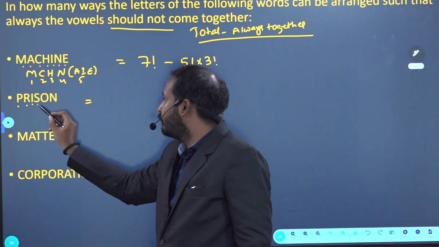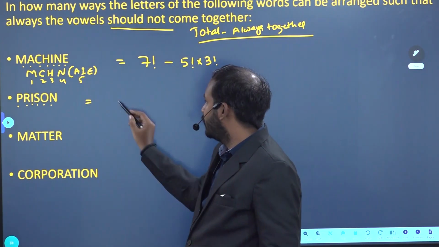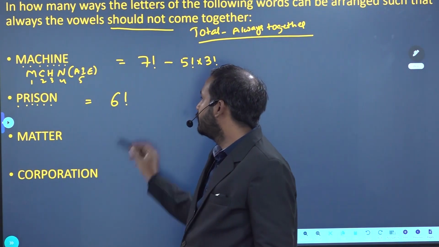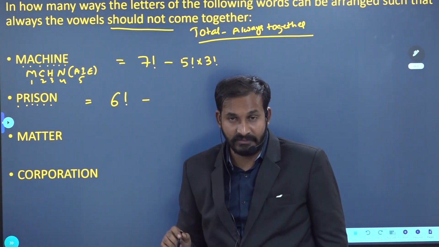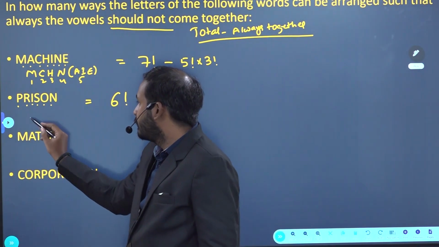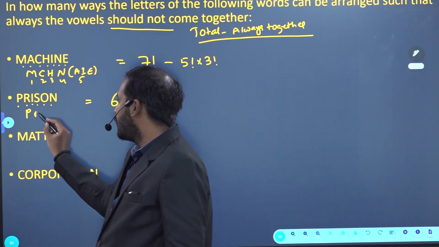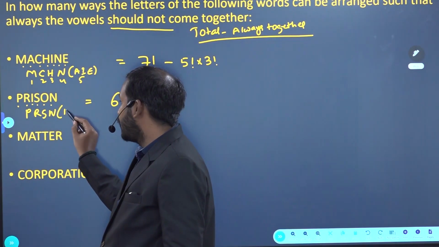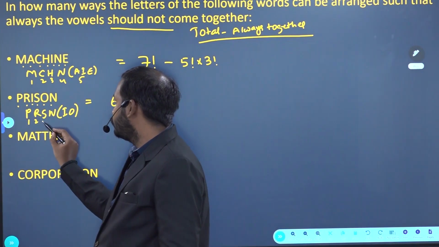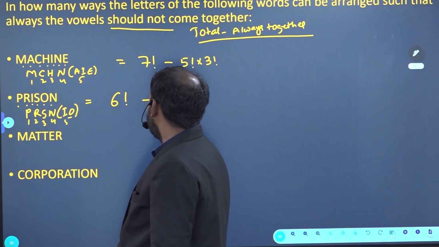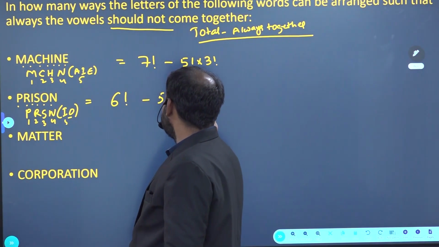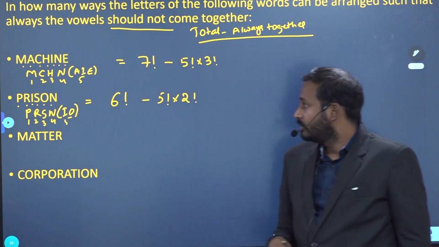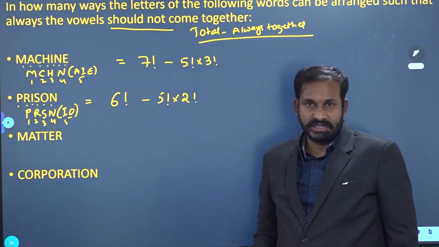1, 2, 3, 4, 5, 6. Okay. Total number of ways is 6 factorial minus... Now please see here. P, R, S, N, I and O. 1, 2, 3, 4, 5. 5 factorial, and IO can be arranged in 2 factorial ways. So total minus always come together.